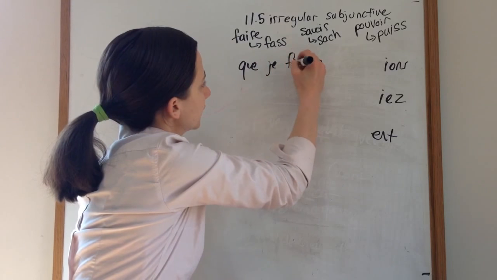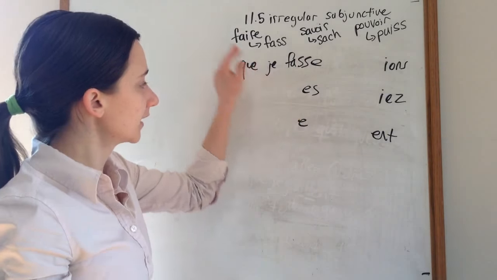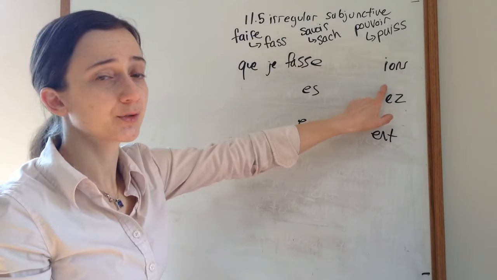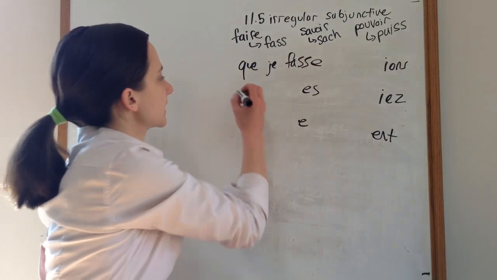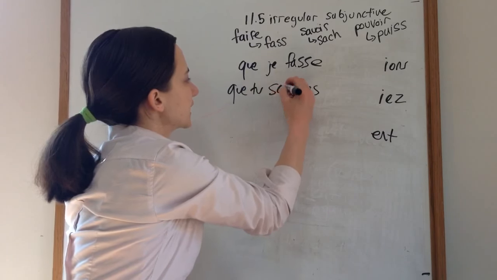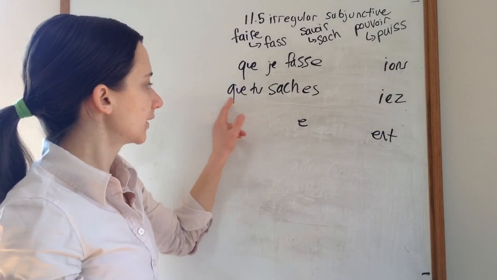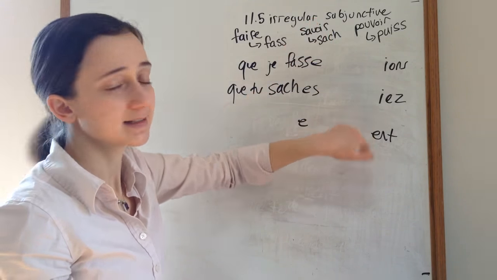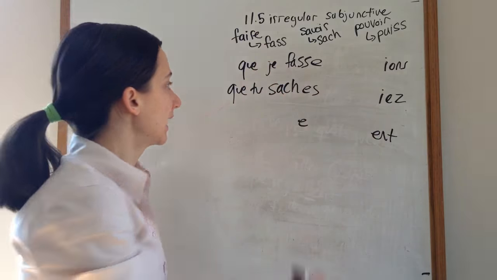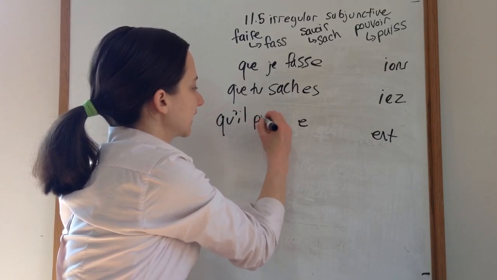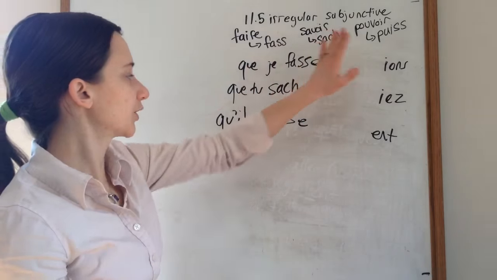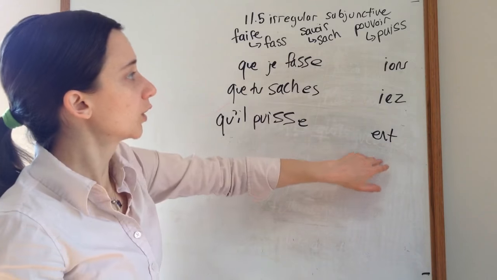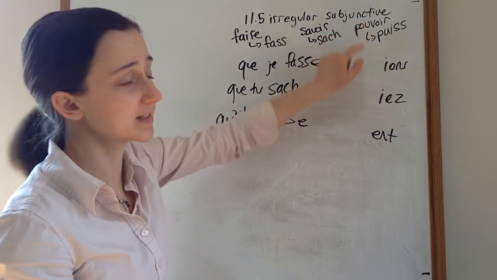Que je fasse. Que tu fasses. Qu'il fasse. Que nous fassions. Que vous fassiez. Right? Let's put in sache. Que je sache, que tu saches. Qu'il sache. Que nous sachions. Que vous sachiez. Okay? And then let's put in puisse. Que je puisse, que tu puisses, qu'il puisse, sounds the same, que nous puissions, que vous puissiez.